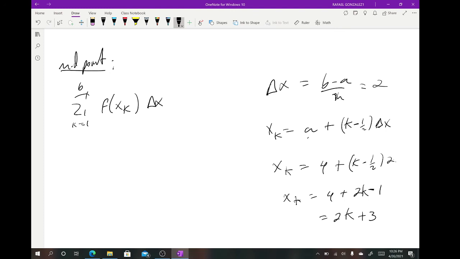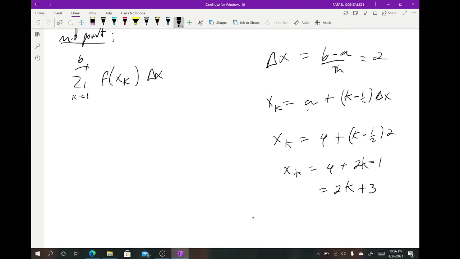And how do you check that this is the midpoint? Well, remember the first interval? The first interval is between 4 and 6, right? Because the width is 2. What is midway between 4 and 6? 5. Well, since this is our first interval, you plug in 1 for k, and you get 2 times 1 plus 3, which is 5. So this works. This definitely works. Okay, so let's see what we get here.